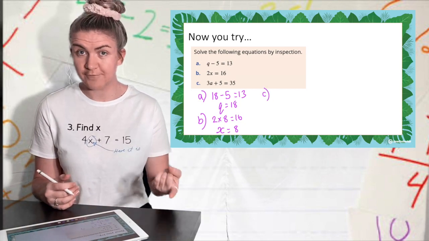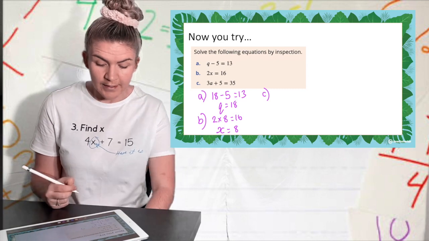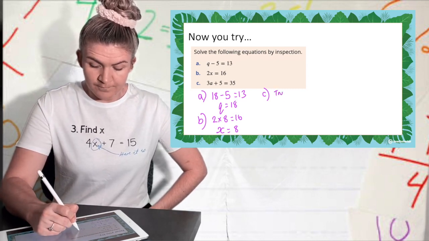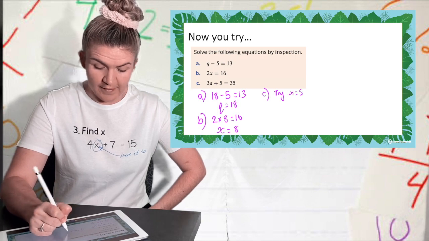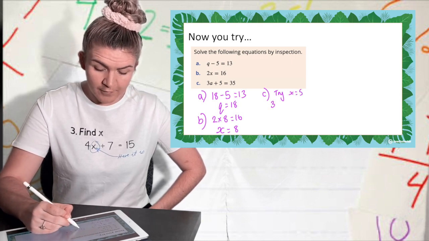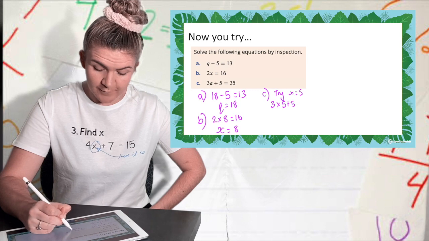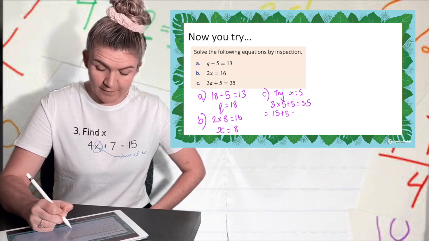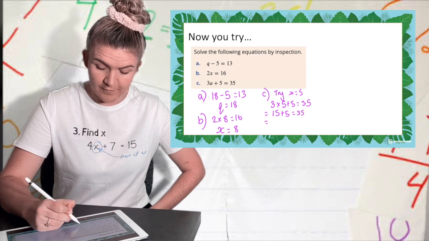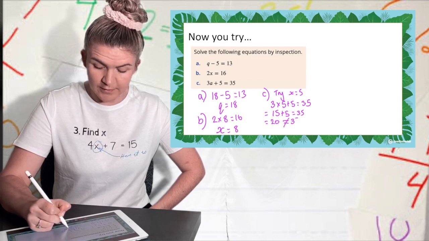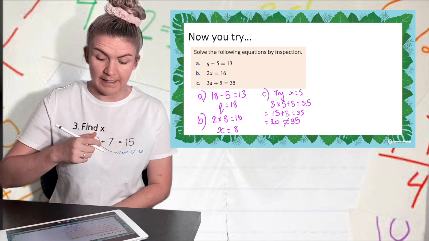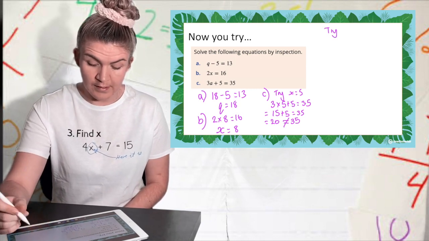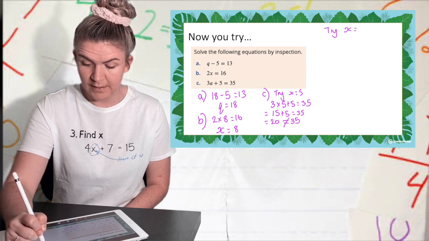You may have done different trial and error, but let's see how I go. Let me try 5. Try x equals 5. 3 times 5 plus 5 equals 35. That's 15 plus 5 equals 35. 20 does not equal 35. Needs to be bigger. I'm going to try x equals 12.